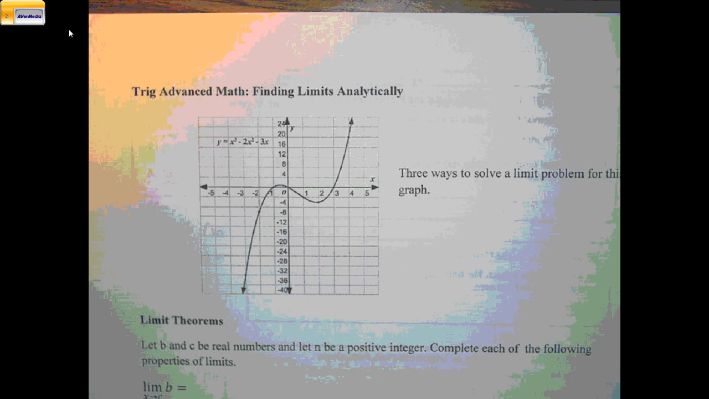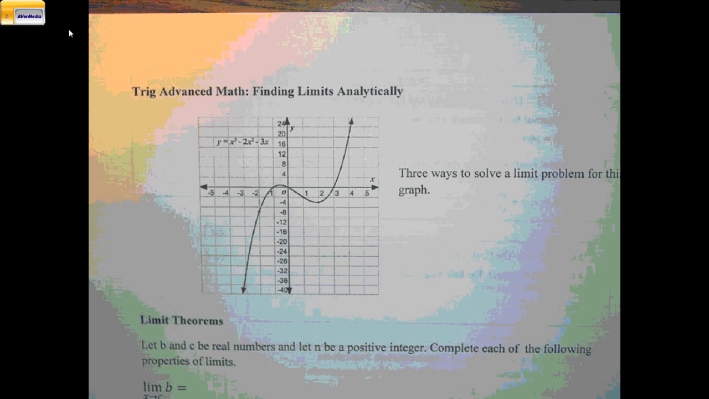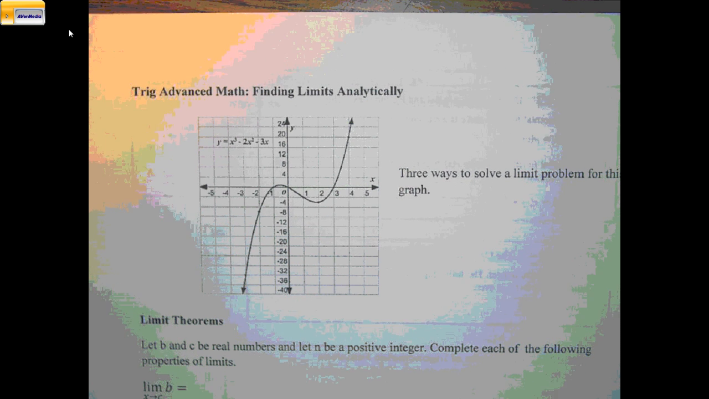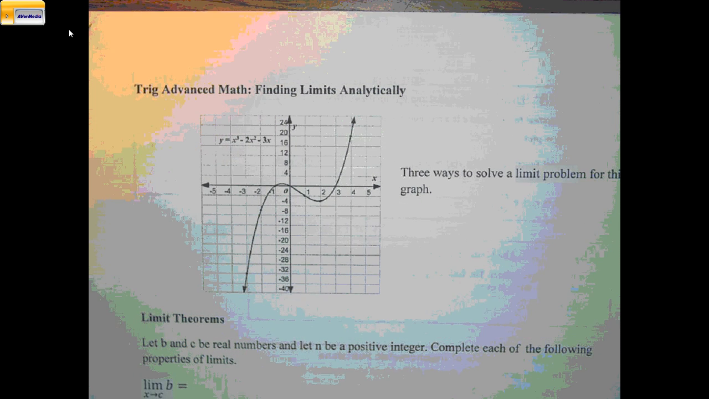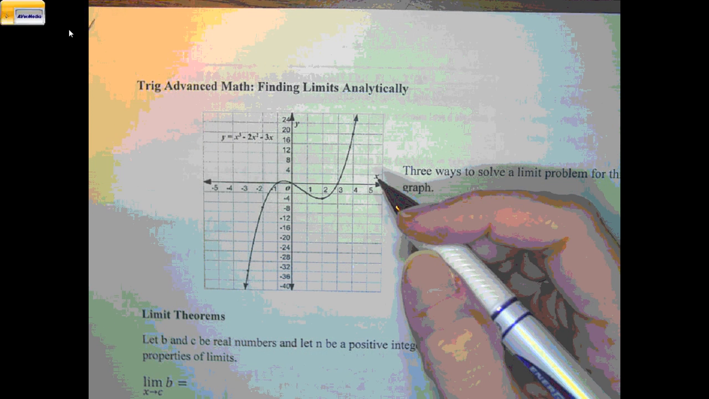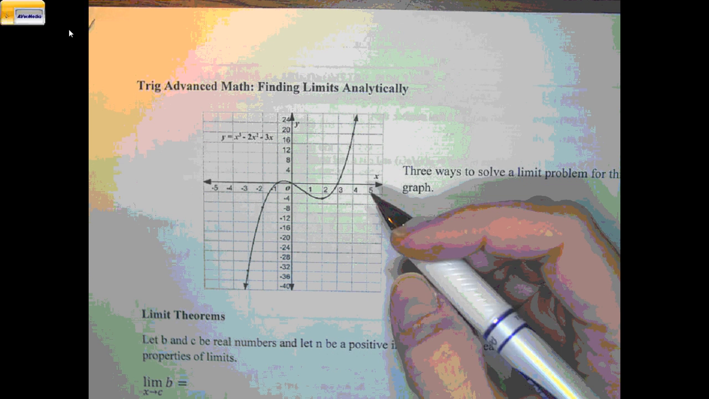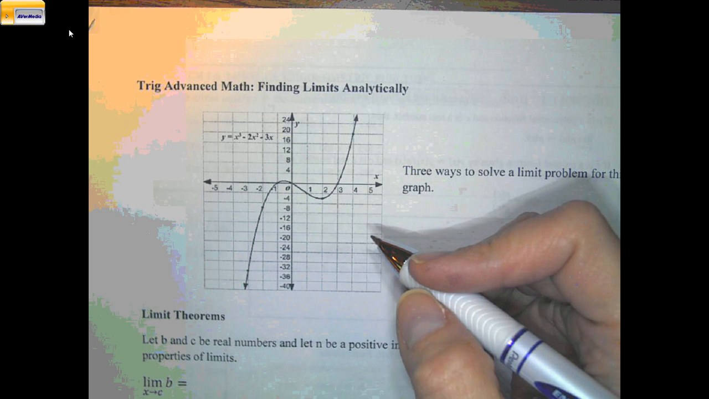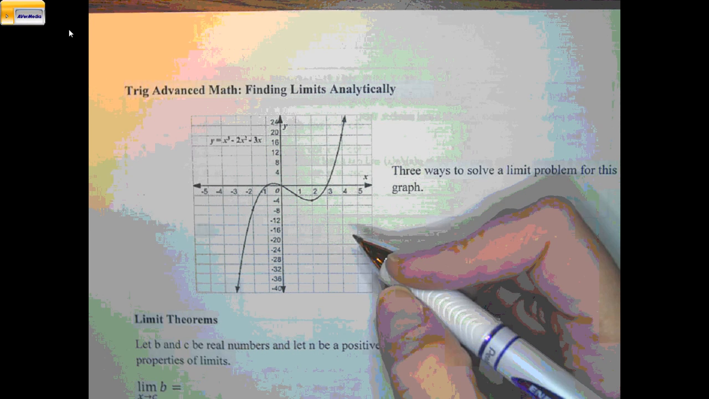What are 2 things you can do in your calculator? What are those functions? The trace function and what else? Table function, right? Or you could evaluate. Can you always just plug it into the equation and then figure out what the answer is? No, you can't. How come? Sometimes it might be undefined, right?